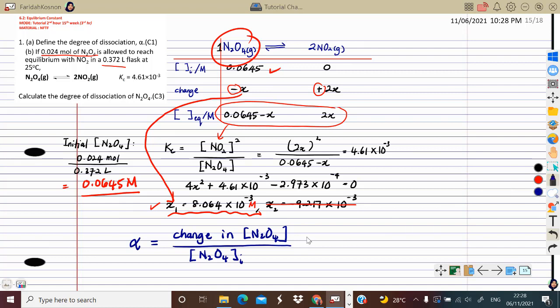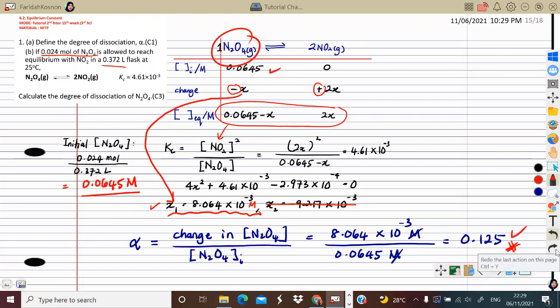Jadi tunjukkan pergantian. So this one is X, 8.064 times 10 to the power of negative 3 molar, okay, divide by the initial concentration, which is 0.0645 molar. So what is the final answer? Okay, so you will get the final answer should be lebih kurang 0.125. So dah tak ada unit lah sebab dia dalam bentuk fraction kan. Okay, so this is how to solve degree of dissociation. Alright, okay, so now let's continue with the next question.